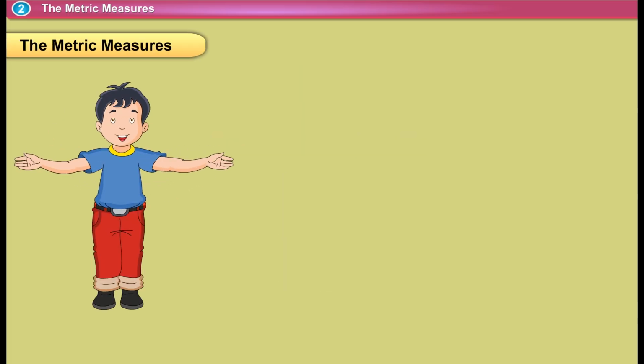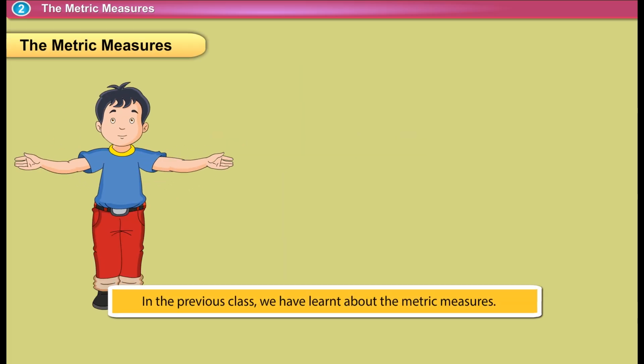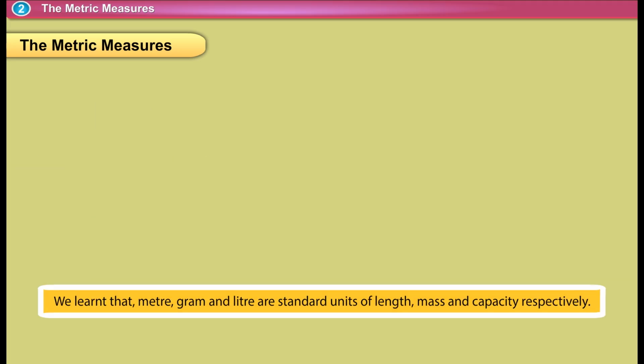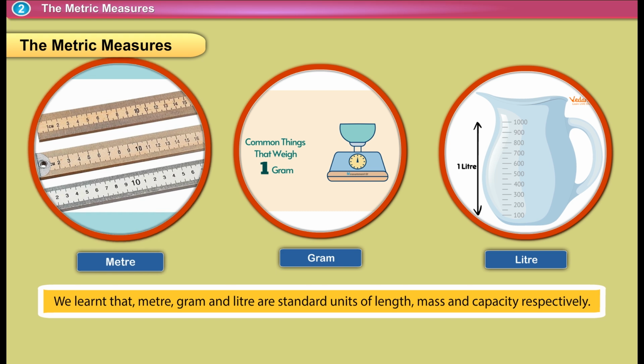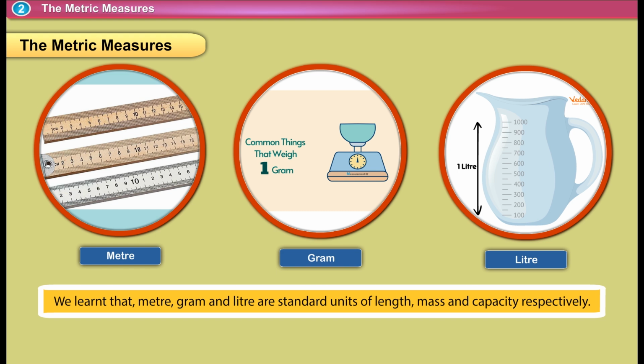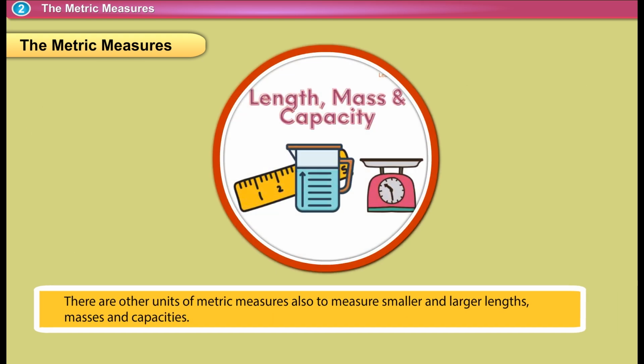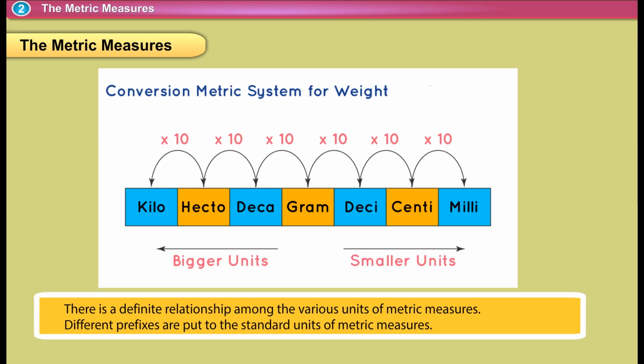The metric measures. In the previous class, we have learnt about the metric measures. We learnt that meter, gram and liter are standard units of length, mass and capacity respectively. There are other units of metric measures also to measure smaller and larger lengths, masses and capacities. There is a definite relationship among the various units of metric measures.